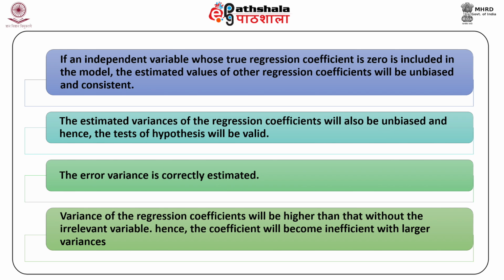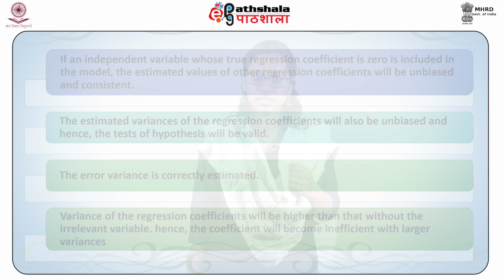The estimated variances of the regression coefficients will also be unbiased, and hence the test of hypothesis will be valid. The error variance is correctly estimated. Variance of the regression coefficients will be higher than without the irrelevant variable. Hence, the coefficient will become inefficient with larger variances.